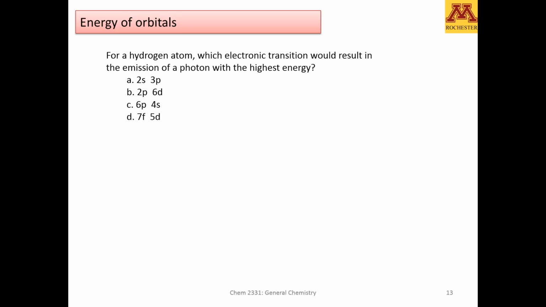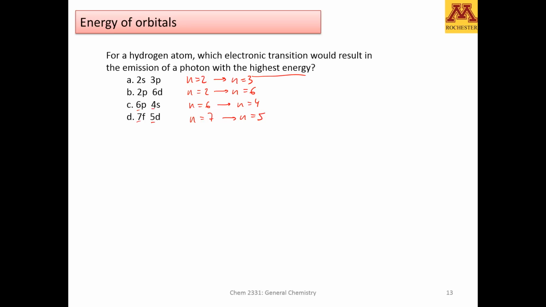So let's run a question here, for example. It says that for a hydrogen atom, which electronic transition would result in the emission of a photon with the highest energy? So we're looking for the highest jump. In here, it will go from n=2 to n=3. In here, it'll go from n=2 to n=6. In here, it'll go from n=6 to n=4. And in here, from n=7 to n=5. Hopefully you can see where I get these numbers.